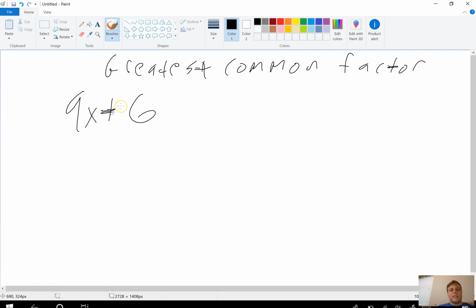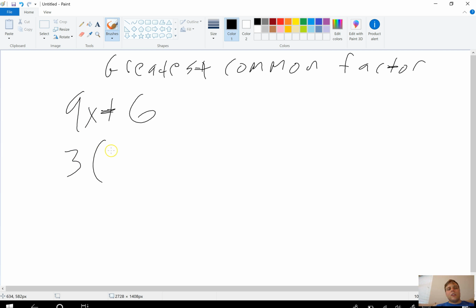We have 9x plus 6. Well, 9 and 6 both have a number in common, right? What number do both 9 and 6 have in common? A 3. So we can say 3, open up parentheses. Now this is like division. It's kind of like I'm dividing both of these by 3 because I'm factoring out a number. When you factor out something, it's like division.